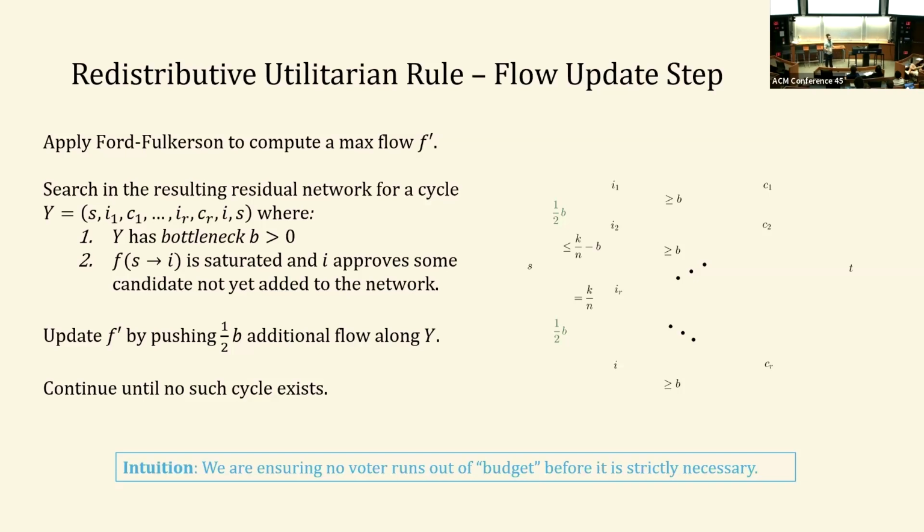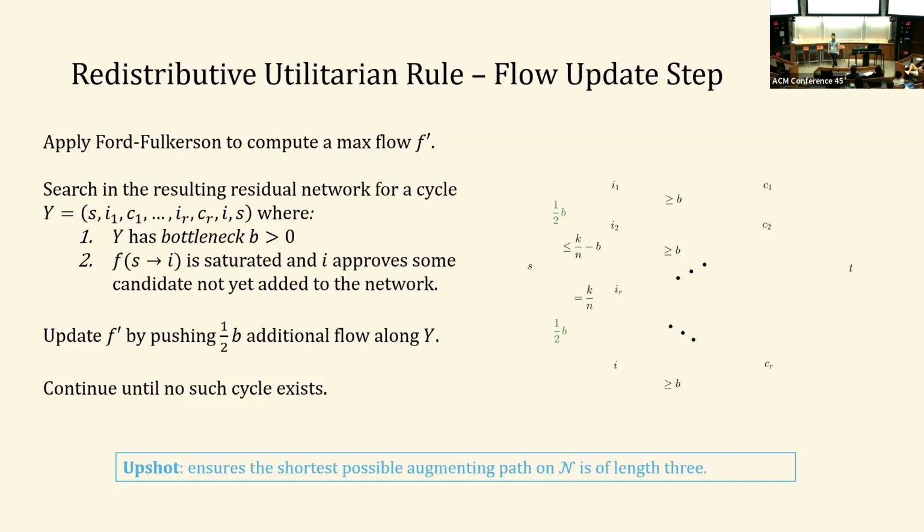And this is like an intermediate fairness check to make sure no one runs out of budget before it's strictly necessary. Why is it important? Well, we show that this guarantees that if there is an augmenting path in the main network resulting from this flow, then the shortest such path is of length 3. But we terminate when there is no augmenting path of length 3, meaning there is no augmenting path when we terminate, and therefore we have max flow, and by our characterization, we have GRP.